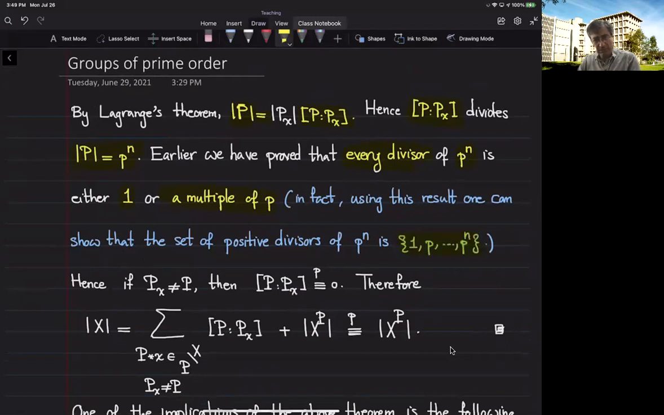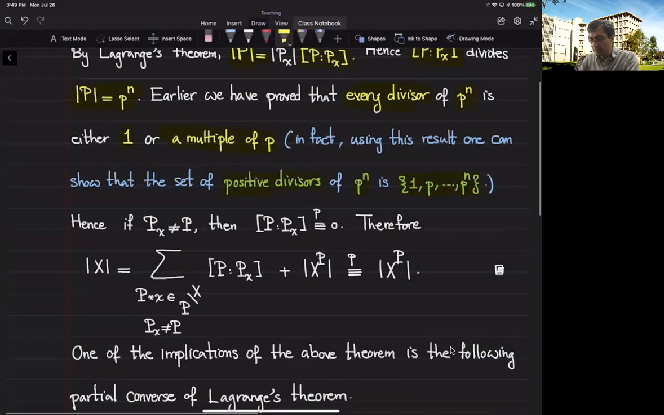We can use this fact that every divisor is a multiple of p and show that all the positive divisors of p to the n are in this set. We can show this by induction. But whatever method, the point is that this index, if it's not 1, is a multiple of p. Now, if p sub x is not p, this index is not 1, and therefore mod p is 0.